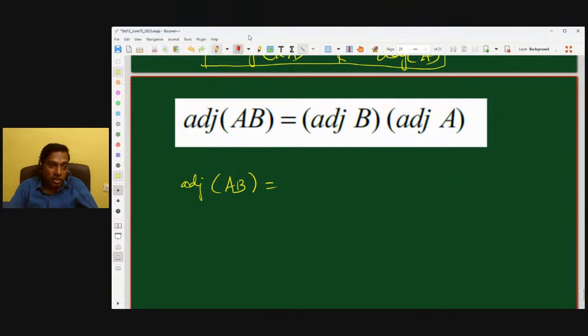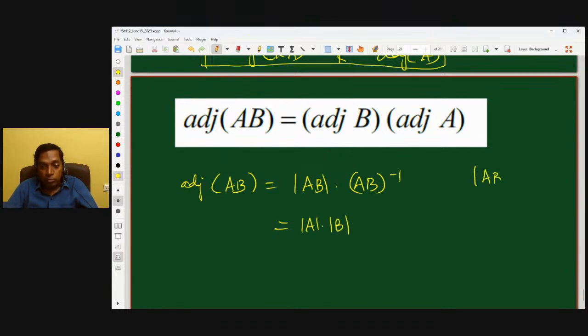Sorry, I'm blabbering. Adjoint of AB is determinant AB times AB the whole inverse. Determinant AB is determinant A times determinant B. This is a property I will not prove, but I will use it extensively. Keep in mind, this is a very, very useful property. The proof is too messy. In general, for any two matrices, the product of their determinants is the determinant of the product.